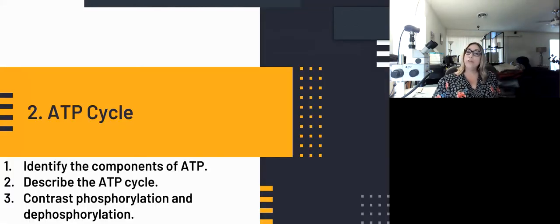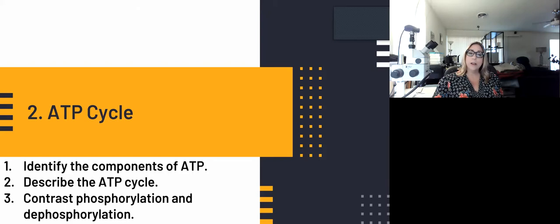So now we are going to apply what you just learned about exergonic and endergonic and look at the ATP cycle. So you need to know the parts of ATP. You need to be able to describe the ATP cycle. And then you are going to contrast phosphorylation with dephosphorylation.